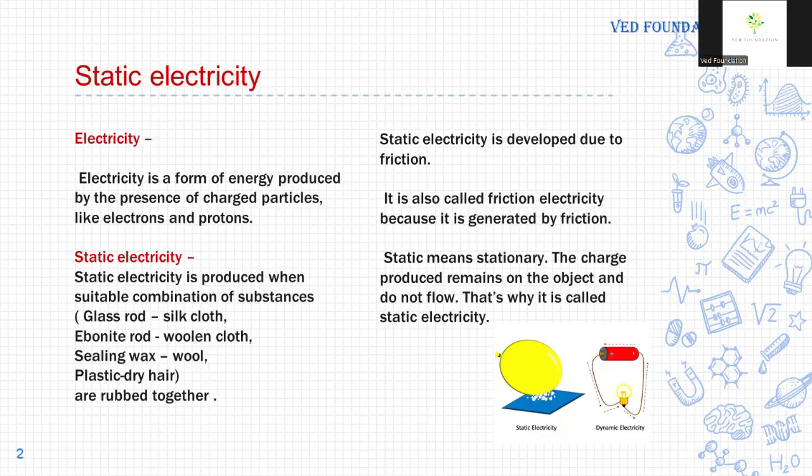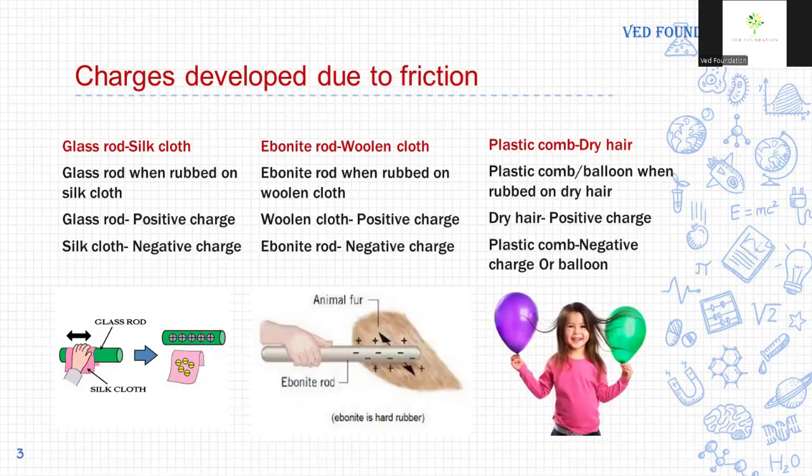Static electricity. Static electricity is produced when a suitable combination of substances rub against each other. Suitable combinations of substances are glass rod and silk cloth, ebonite rod and woolen cloth, sealing wax and wool, plastic and dry hair. Static electricity is developed due to friction, so it is also called friction electricity. Static means stationary. The charge produced remains on the object and does not flow, and that is why it is called static electricity.